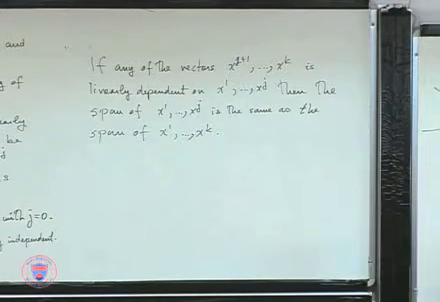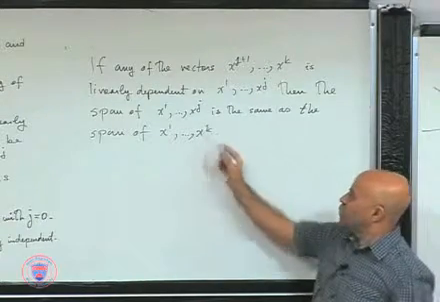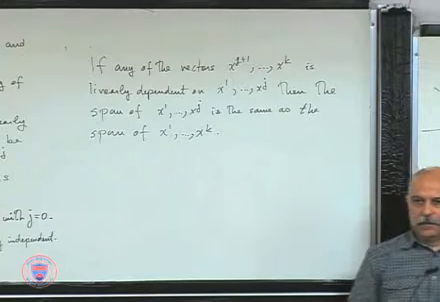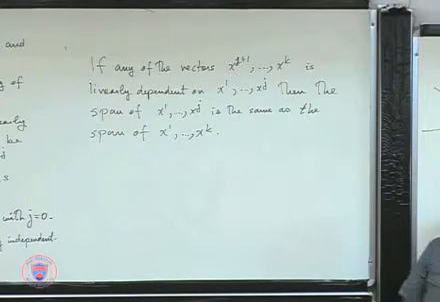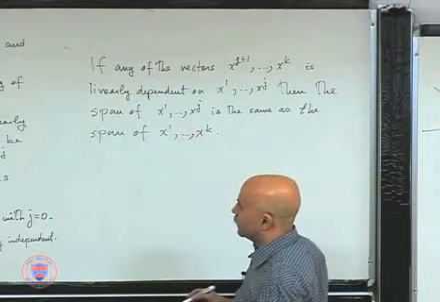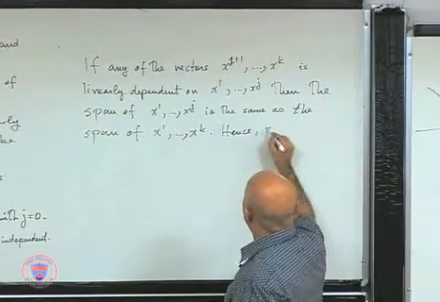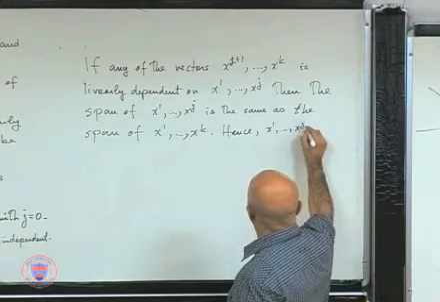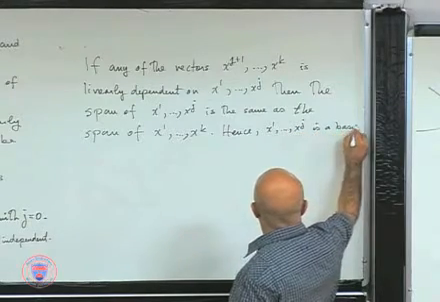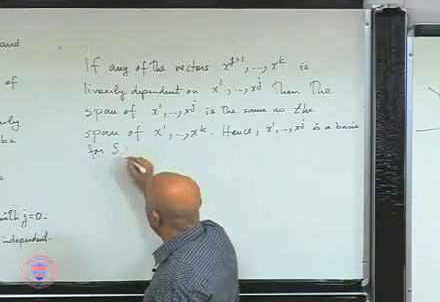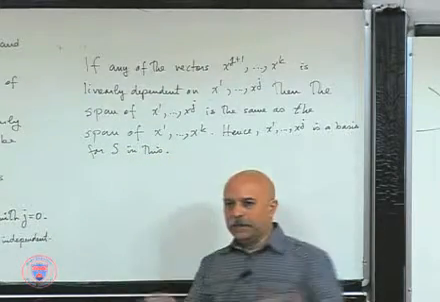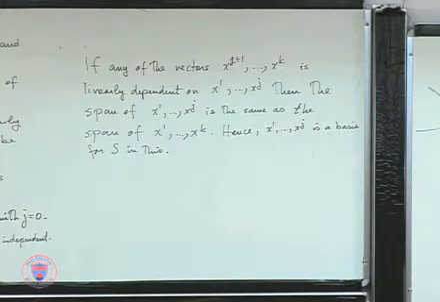So if any of the remaining vectors, when adjoined to the initial set of j vectors, happens to be linearly dependent, in that case, of course, the span of x1 through xj is the same as the span of x1 through xk. You cannot generate something new anymore. Hence, x1 through xj is a basis for S in this case, because they are linearly independent and they span everything in S.